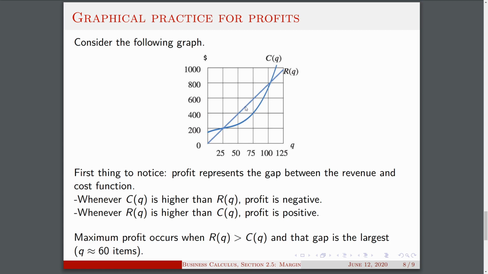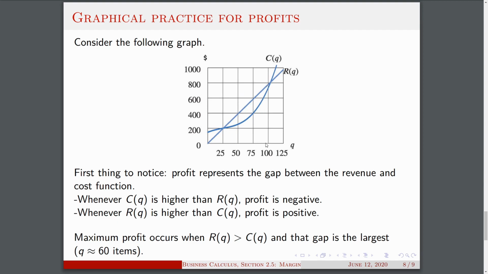Because if you have some revenue and some cost at some fixed production level, then this difference in y values, or the space between the curves here, that will be the profit. And when cost is greater than revenue, like over here, then you have a negative profit. And also over here, you have the cost function that's higher than the revenue. So for these production levels, you have a net loss, you might say.